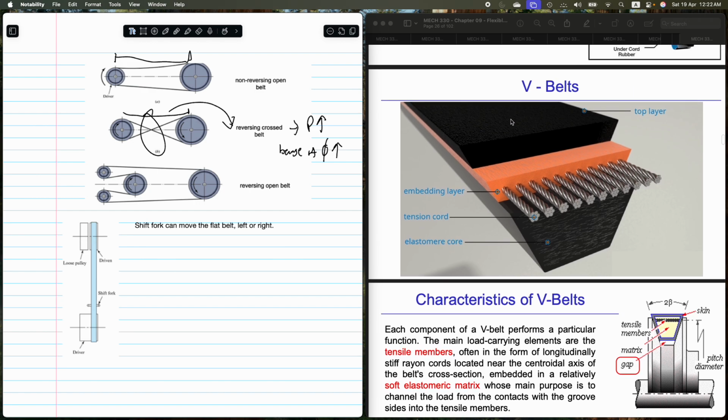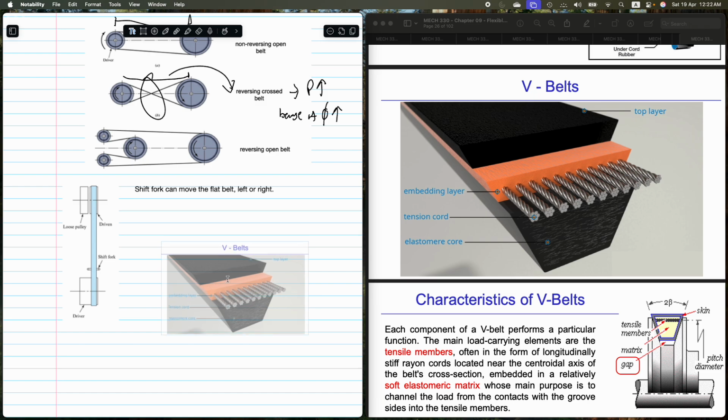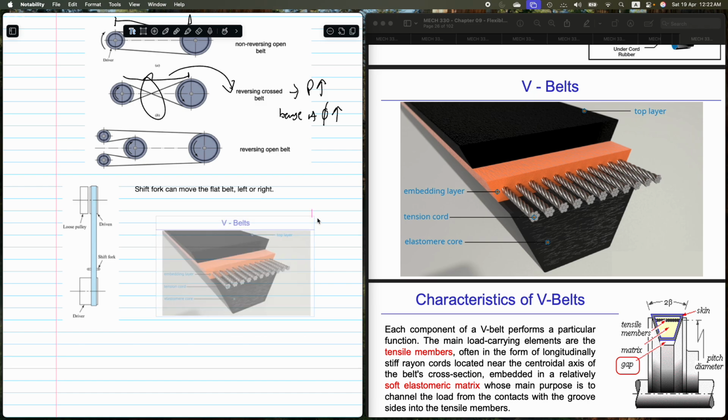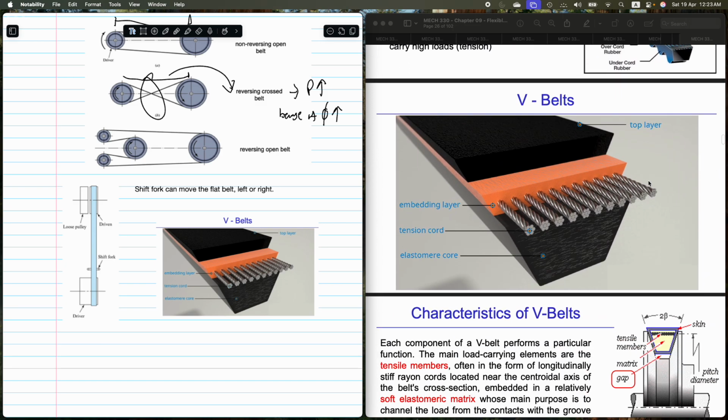Actually, no. Let's just put the diagram, so we have an idea of this part here. So this is V-belts. We'll just quickly do the V-belts here. So now we're doing V-belts. Okay, this is still flat, so let me just clarify. That's still flat. Okay, now we're doing V-belts.